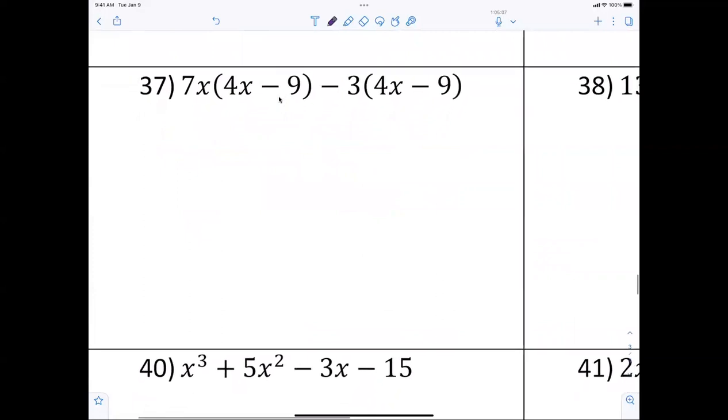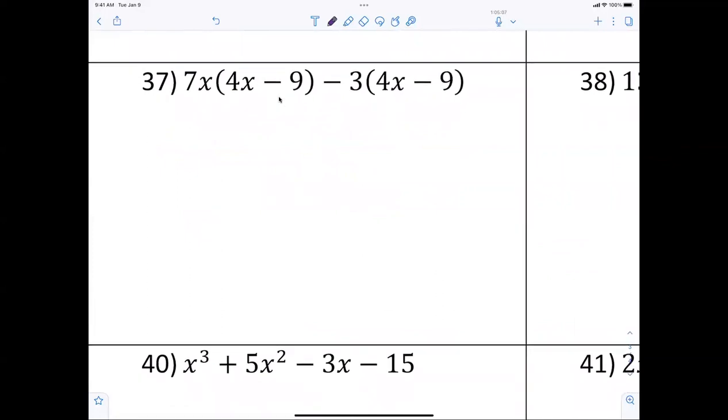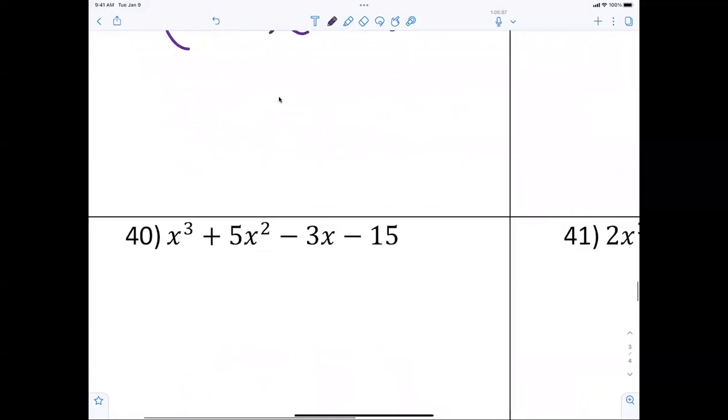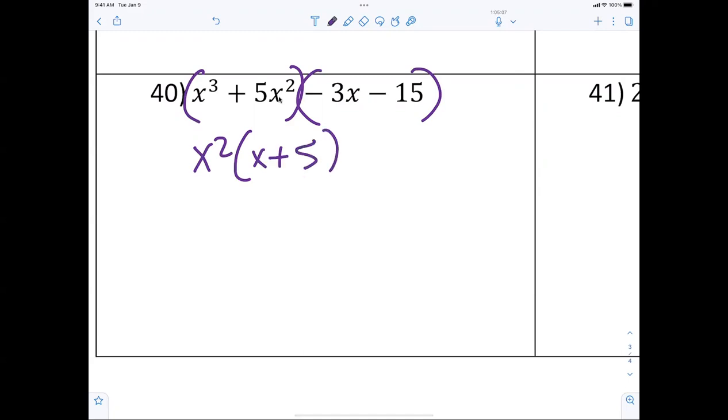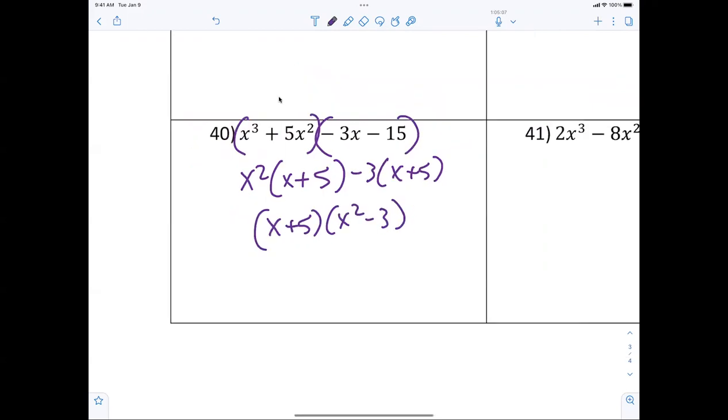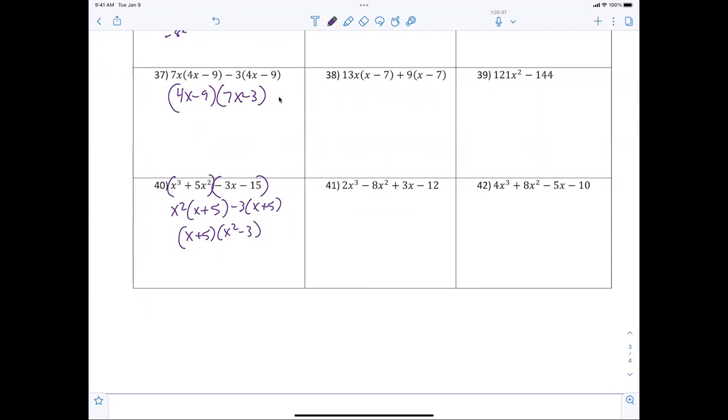Okay, 37 should be nice. Here we go. What's common? 4x minus 9. And what's left behind? 7x minus 3. And what about 40? Factoring out x squared. What do I have? X plus 5. Good. What am I factoring on the second one? Minus 3. And I end up with x plus 5. So my final answer is x plus 5, x squared. Wow. All right, I'm pretty happy with that.